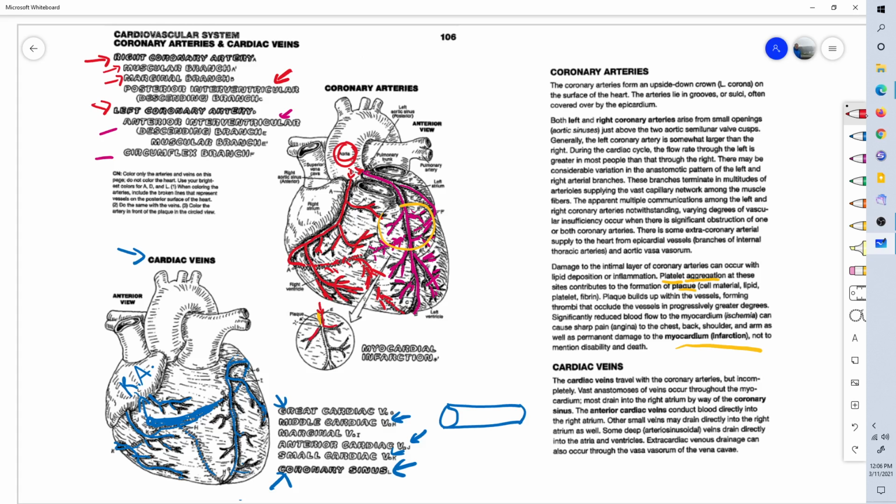Of course, that can cut off the oxygen supply to the myocardium, and lack of oxygen is called ischemia. This can cause pain, known as angina, in the chest, back, shoulder. And so that's your heart attack, your myocardial infarction. And we all know it can lead to permanent damage of the heart muscle and possibly death. And it's described here, myocardial infarction.